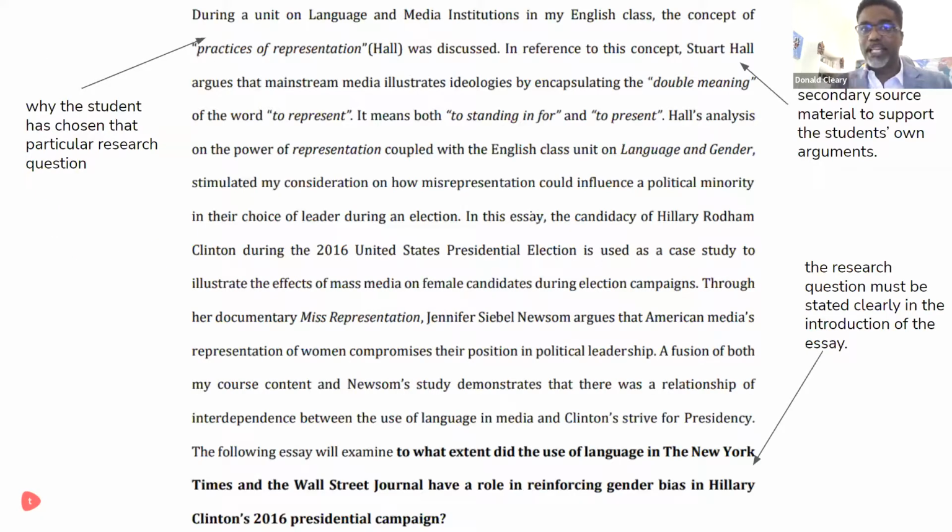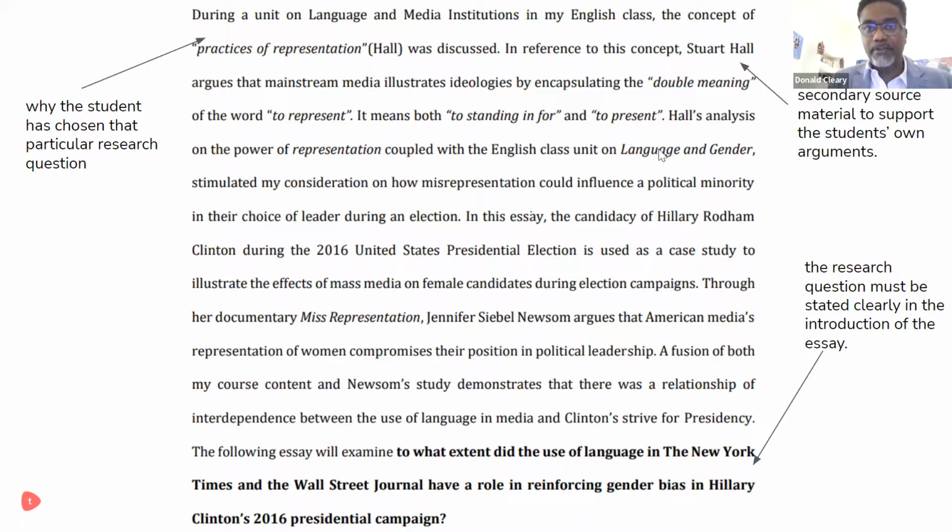If you look on screen, here is an example of pretty much the first paragraph of a student who looked at how Hillary Clinton was represented in both the New York Times and the Wall Street Journal. So the first thing the student needs to do, according to the rubric, is establish why they've chosen this research question. The student also needs to establish the critical perspective that they're going to be using. And all of this should lead into the research question. So this is pretty much what the student has to do, in my opinion, in the first paragraph.